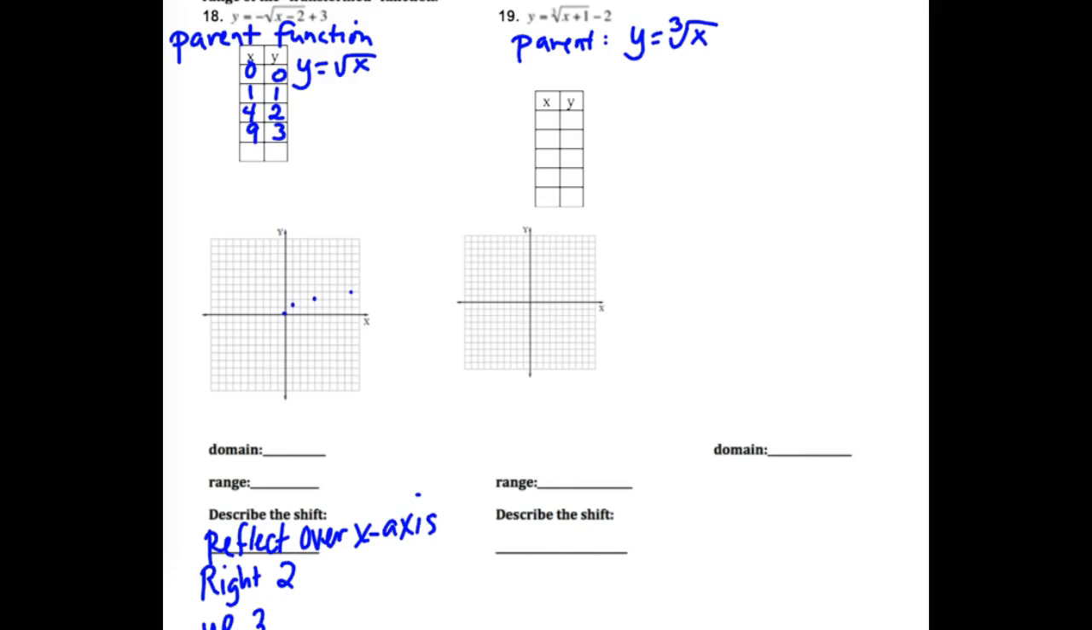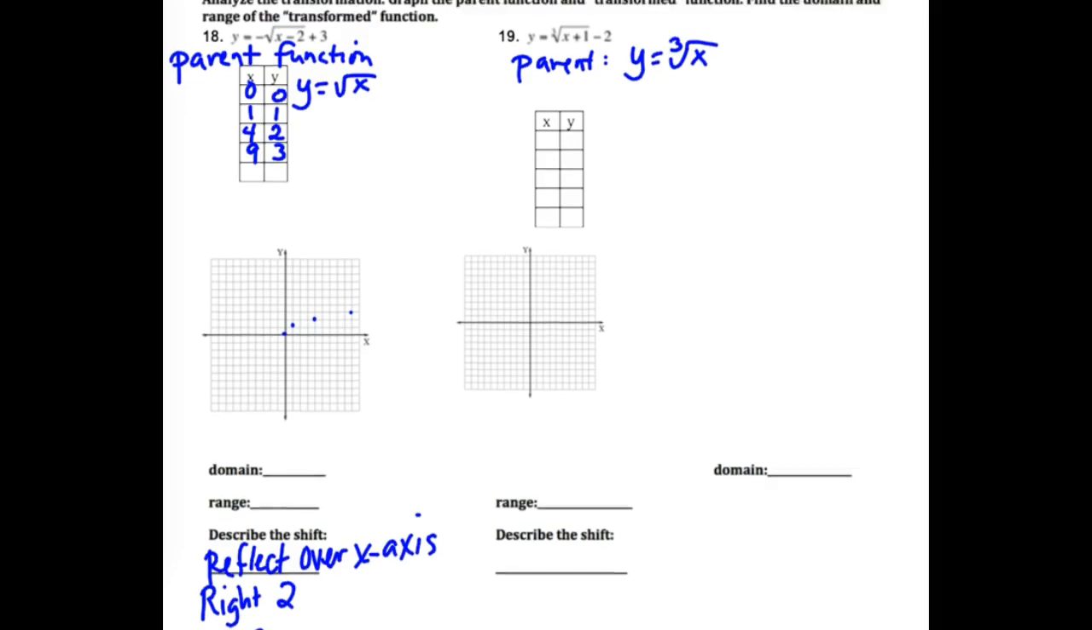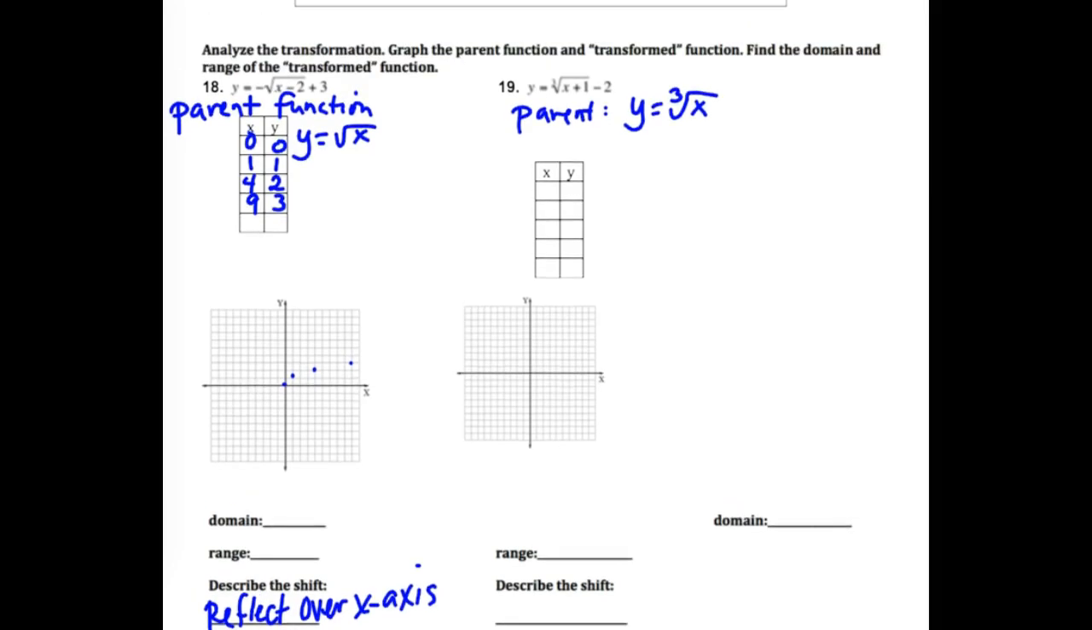And it does say in the directions to graph the parent function. So I'm going to actually connect those dots, but I'm going to wait for a couple minutes because we need to transform them and I don't want it to get too messy.